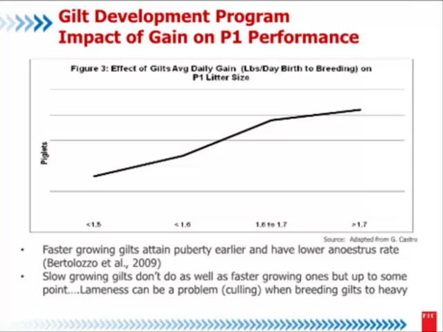Ultimately, it does reach a threshold here, and if we allow these gilts to get too big before we ultimately breed them, there can be some negatives associated with that. But a good, high-quality, healthy gilt that's growing fast leading up to breeding is typically a good recipe to have a gilt that reaches puberty at an early age and is productive in the sow herd.